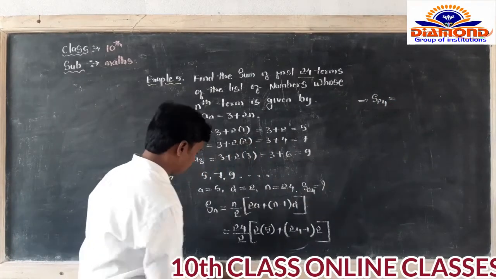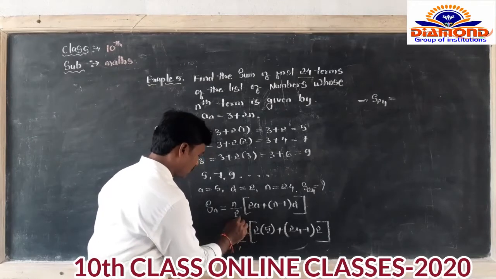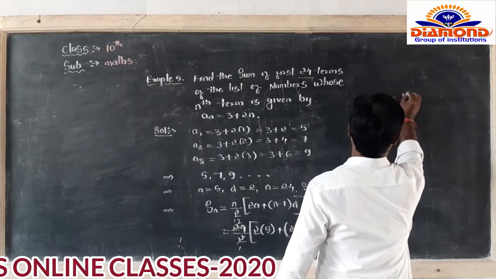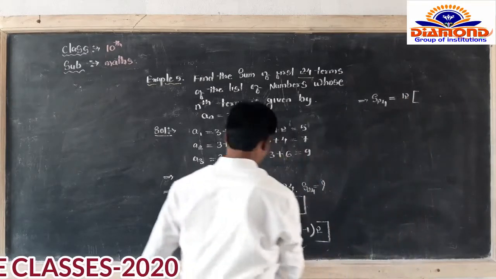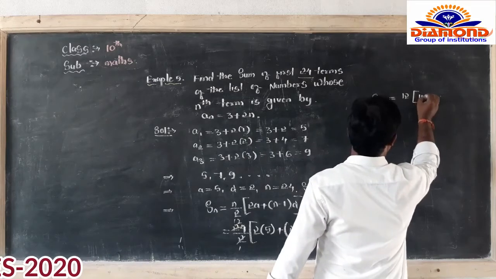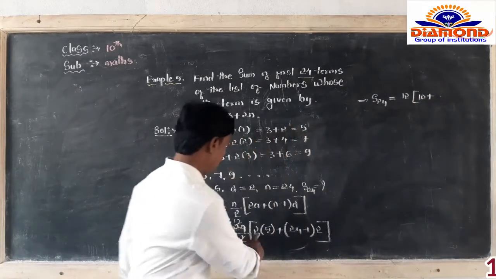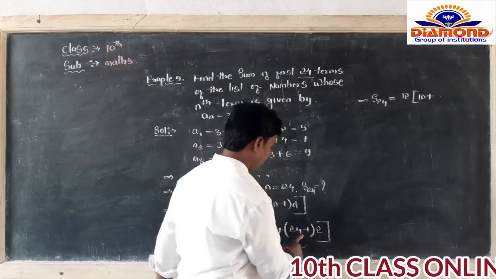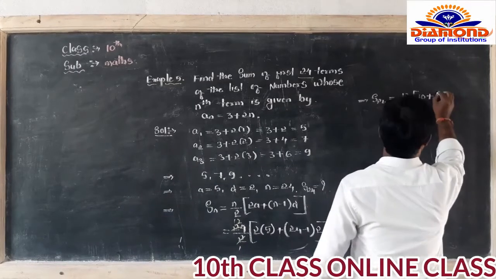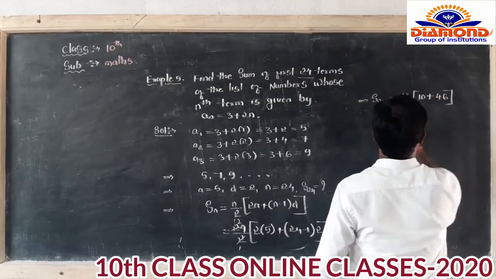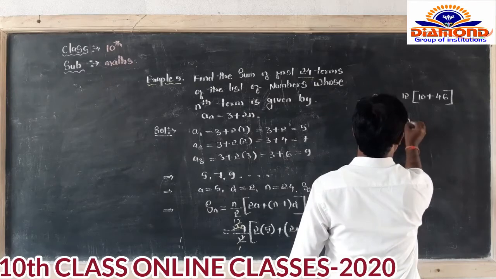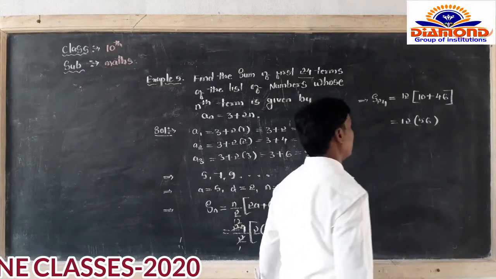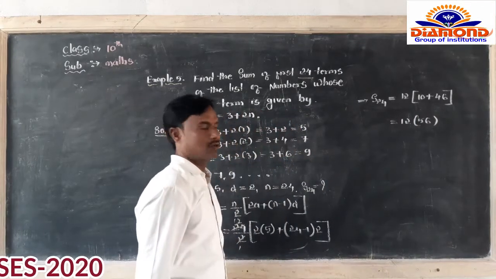When we do the division, 2 under 2, 2 twos are 4, the answer is 12. 12 in the bracket, here 2 fives are 10, plus 24 minus 1 is equal to 23, 23 twos are 46. Next step, dear students, 12 in the bracket, 10 plus 46 is equal to 56.